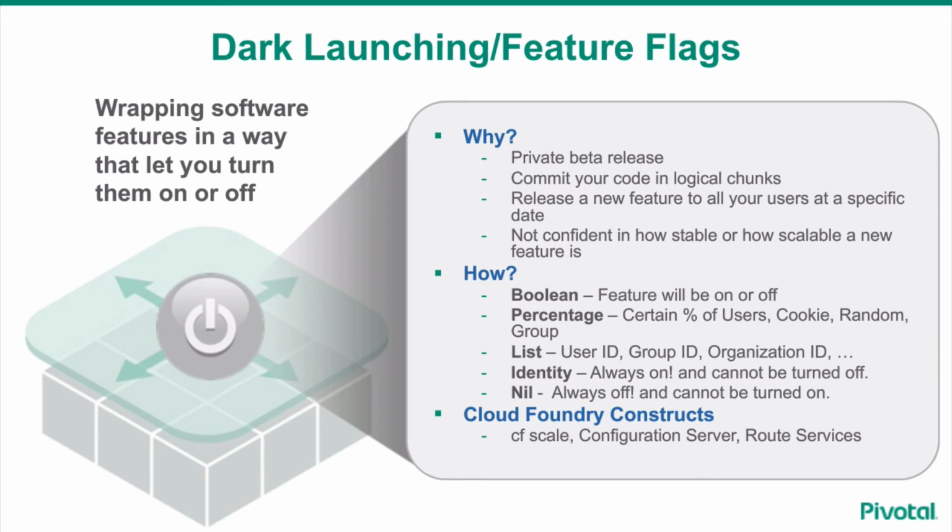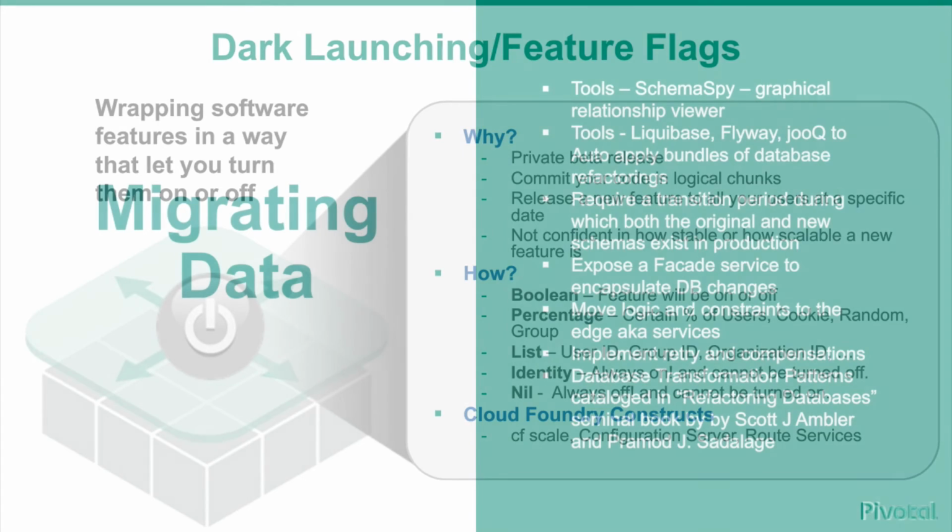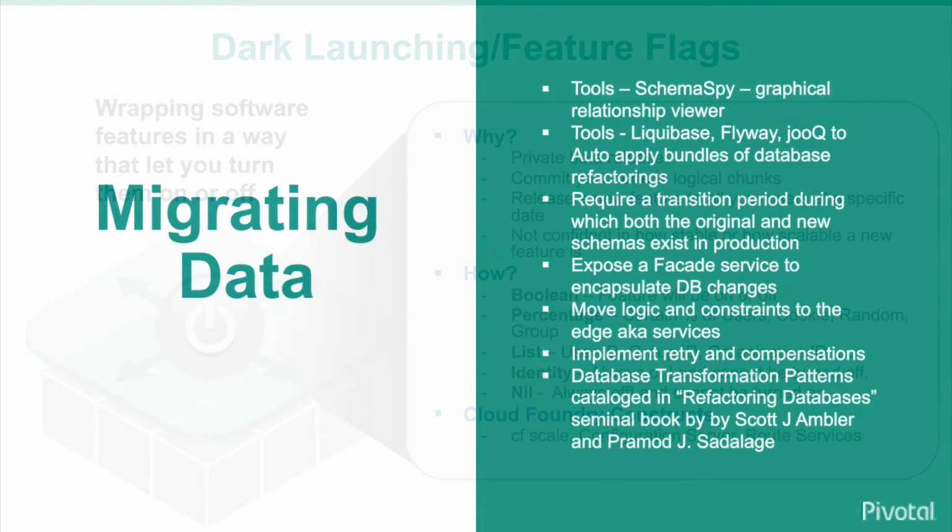So a combination of the routing and the features provided by Cloud Foundry, along with using an external configuration server, as well as writing the application such that it takes advantage of these hooks, gives you an ability to do dark launches or provide features on the fly to your users.